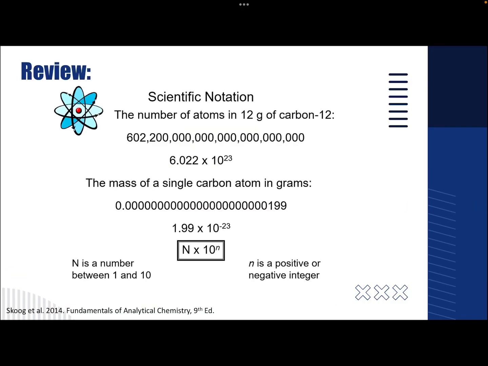Okay, for scientific notation, this is just a review. When the exponent is negative, it means the decimal point is moved to the left. When positive, the decimal point is moved to the right.